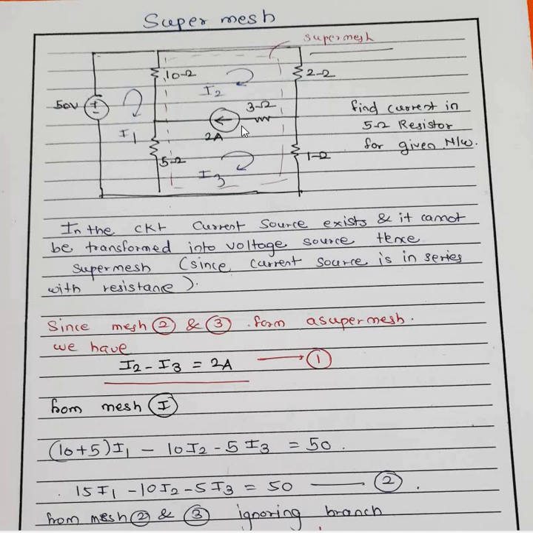The normal procedure is, first of all, we have to identify how many total meshes there are. Then we assume the mesh currents as per our conventional practice, and if a supermesh is found, then we have to write the KVL equation for that supermesh, and then solve as per our regular practice. So here our problem statement is we want to find the current flowing through the 5 ohm resistor, and this is the situation where between these two meshes or loops there is a current source appearing.